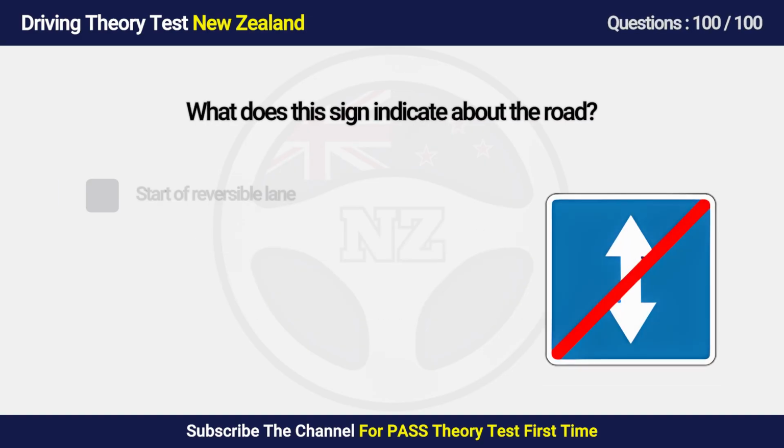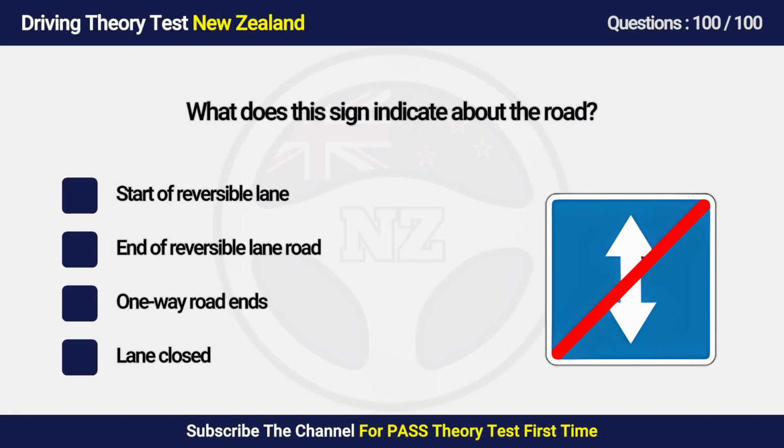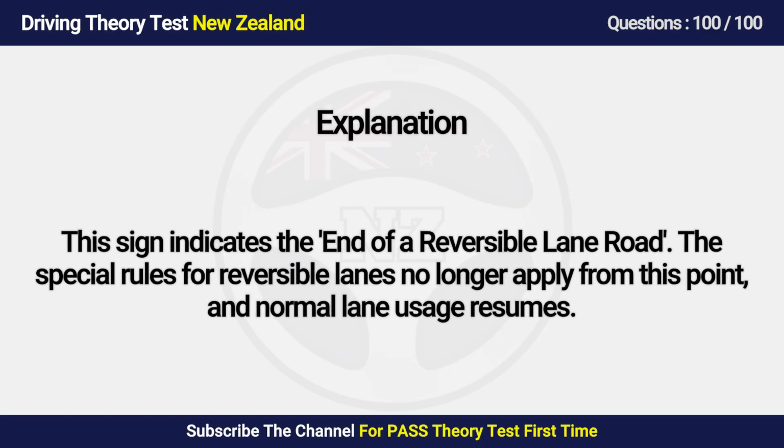Question 100. What does this sign indicate about the road? A. Start of reversible lane. B. End of reversible lane road. C. One-way road ends. D. Lane closed. Answer is B. End of reversible lane road. This sign indicates the end of a reversible lane road. The special rules for reversible lanes no longer apply from this point, and normal lane usage resumes.